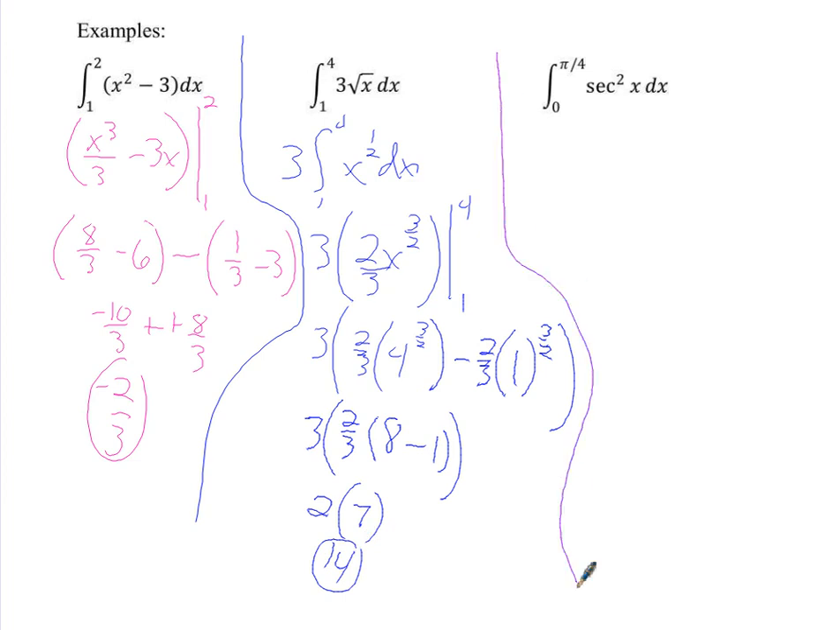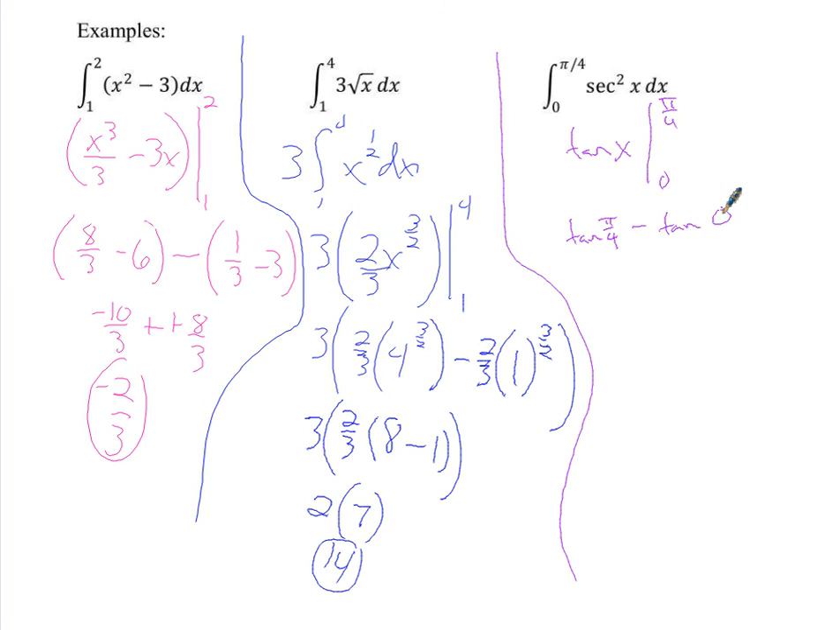So the last one. Obviously we want to integrate that. How are we going to integrate secant squared? Well, luckily you have an inside cover of your book. Oh, look. The integral of secant squared equals tangent plus c. Okay, so therefore, this integral is just going to be tangent. So we have tangent x evaluated from 0 to pi over 4. So that's going to be tangent pi over 4 minus tangent 0.